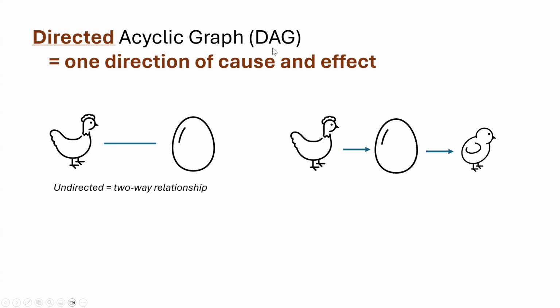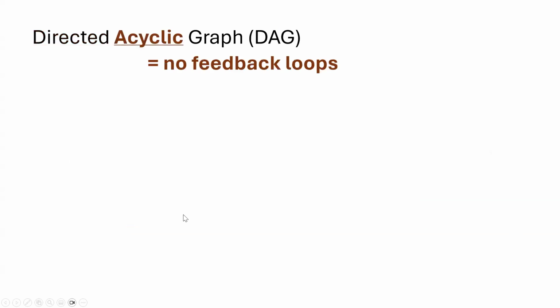So a better way to think about it would be the chicken causes the egg, which grows up into a chick, and perhaps then the chick might become another chicken. So we want a directed graph, not an undirected one. The second part of it is acyclic. This is a graph theory term meaning there's no feedback loops.